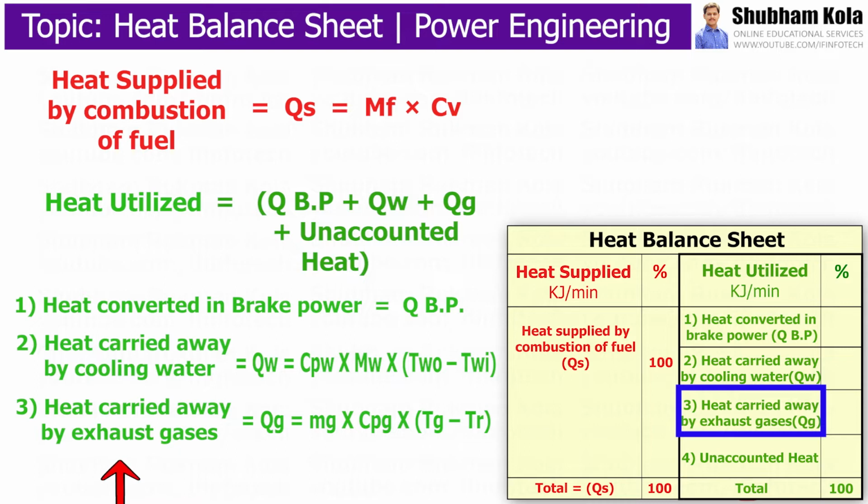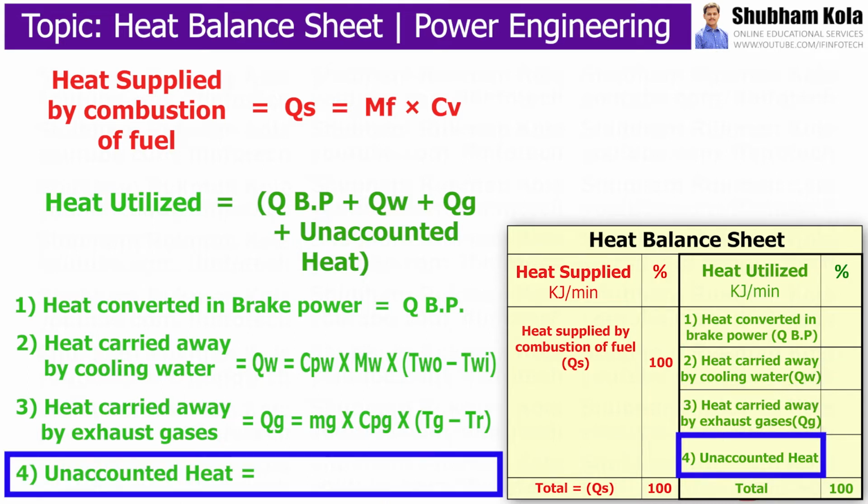Heat carried away by exhaust gases, that is QG is equal to mg into CPG into Tg minus Tr, where mg is the mass of exhaust gases in kg per minute or kg per second, Tg is the temperature of burnt gases coming out of the engine, Tr is the room temperature in degrees Celsius, and CPG is the specific heat of exhaust gases in kilojoule per kg Kelvin.